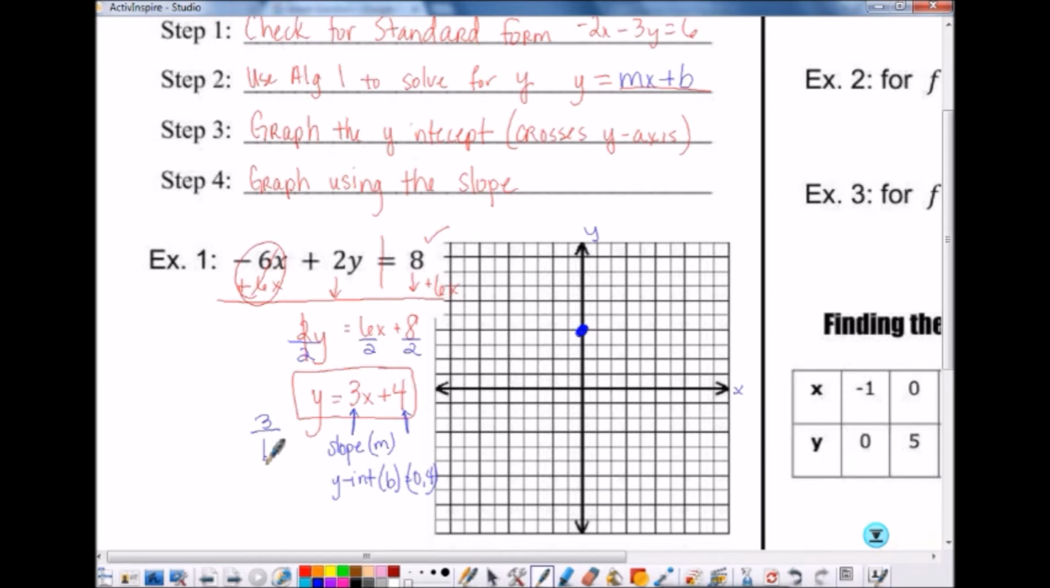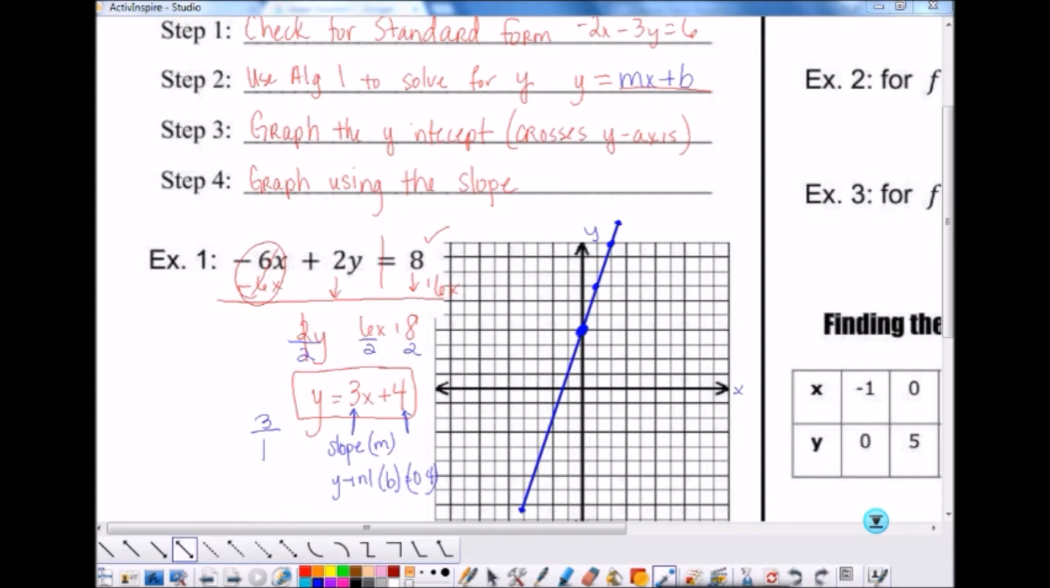Since this is positive, I'm going to take my pencil, go up 3 lines, 1, 2, 3, and to the right 1. Now you can do this one more time if you would like, or you have enough dots. 2 dots is enough to make a line. Take your ruler and connect the dots.